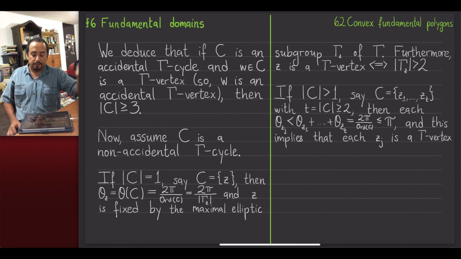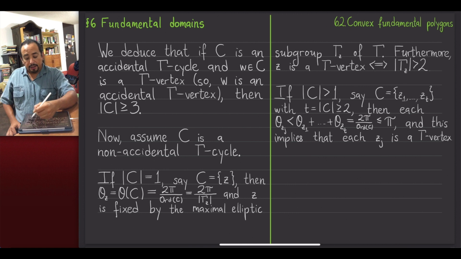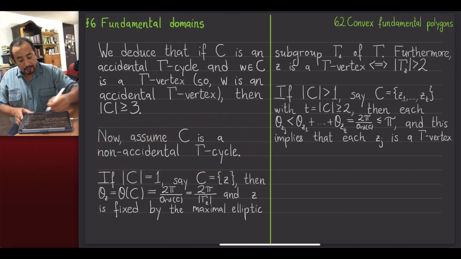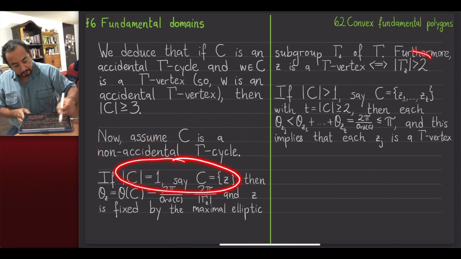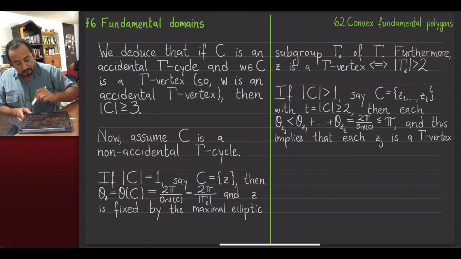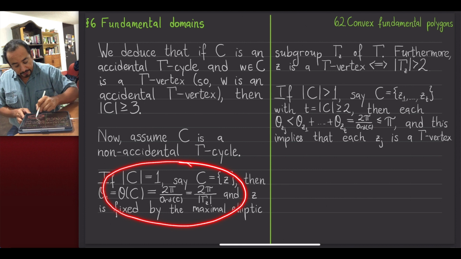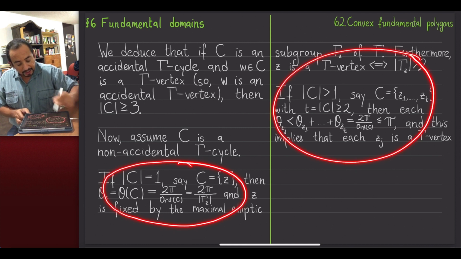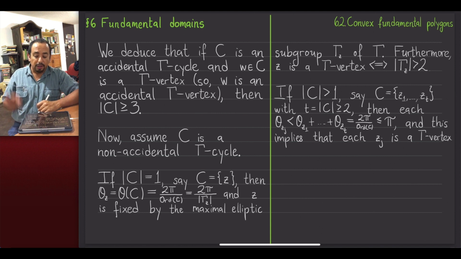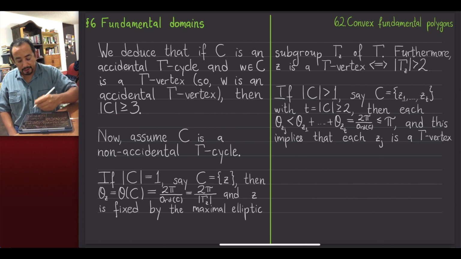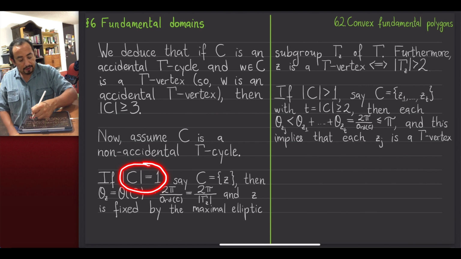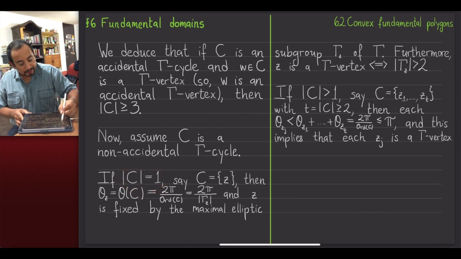Right? So that's obvious. On the other hand, last time we showed that if we are given a non-accidental gamma cycle, then, except possibly in a very specific situation, all the elements of that non-accidental gamma cycle are gamma vertices. The only possible situation where this may not be the case is when the non-accidental gamma cycle has exactly one element, and that element is the fixed point of an elliptic element of gamma of order 2.